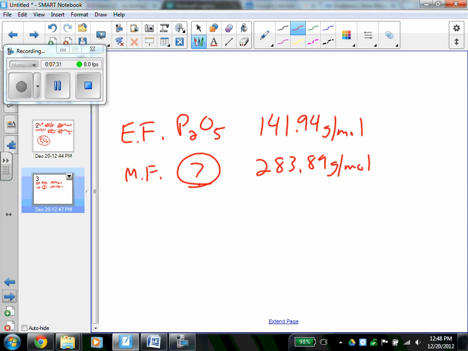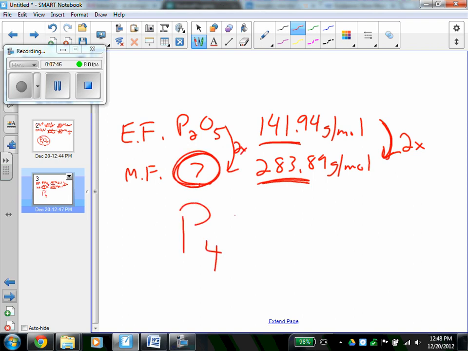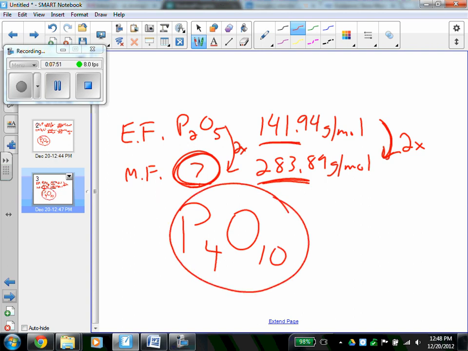Now all we have to do is look at this, and let me ask you a question. How much bigger is this than this? It turns out that it is 2 times bigger. So if this is 2 times bigger, then this better be 2 times bigger. So our answer is P4O10. Okay, that's it.